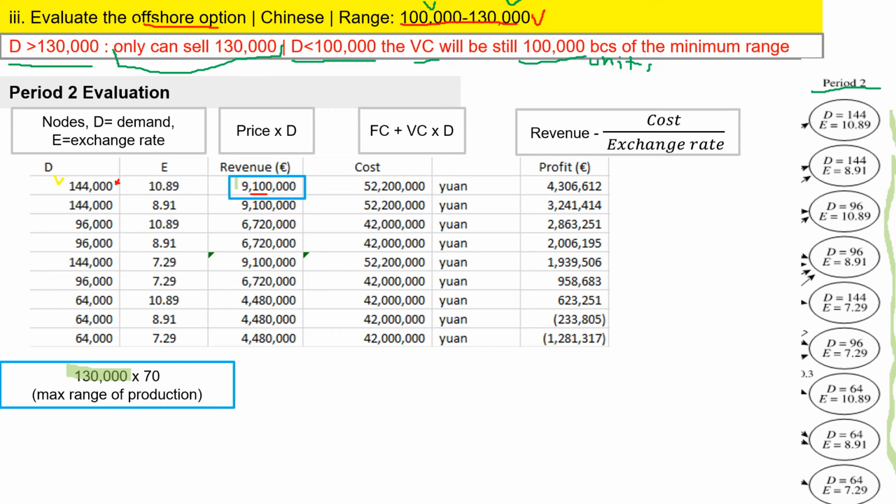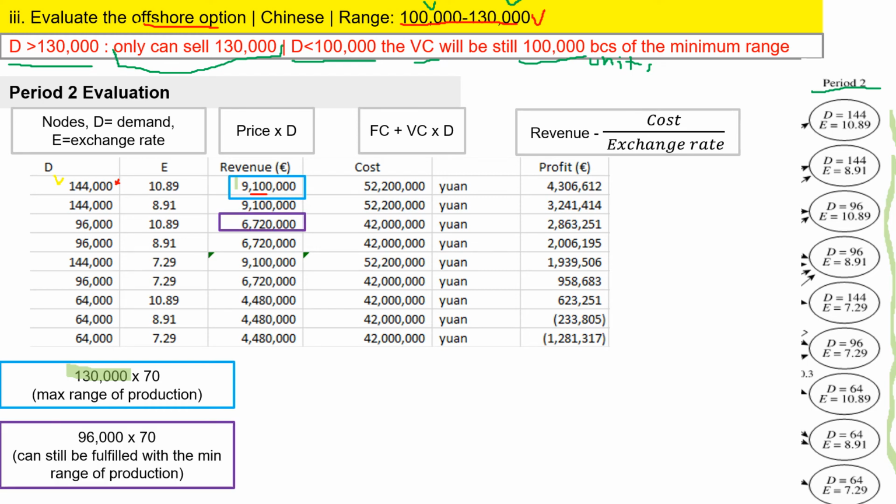And another example is in this purple box. The demand here is 96,000 units.